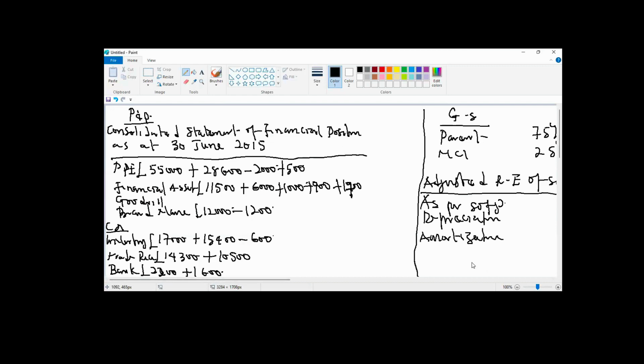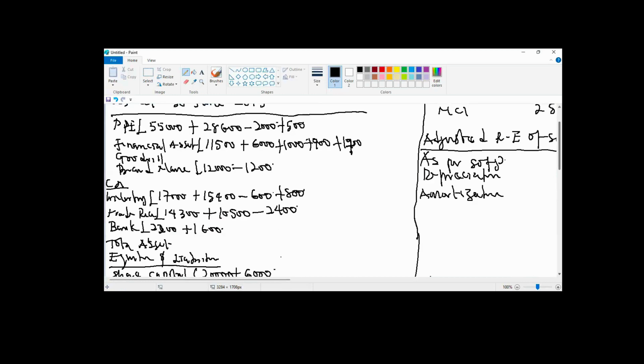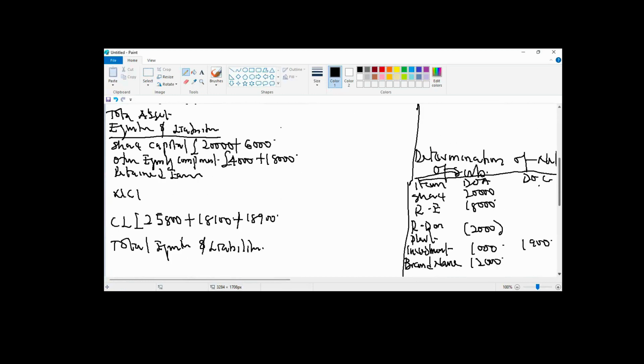Trade receivable minus 2. Inventory in transit. Trade payable. That's the end of the question. The next one, we have done it. That's the end of the question.